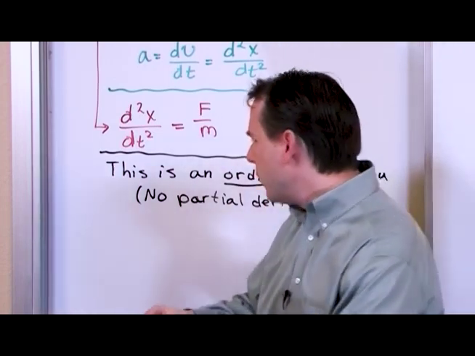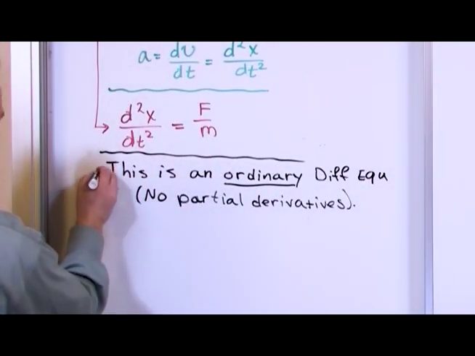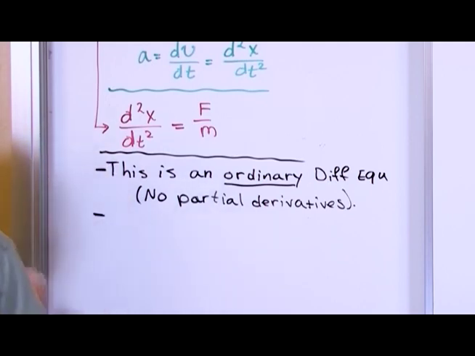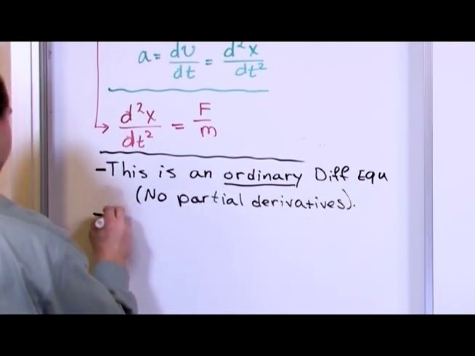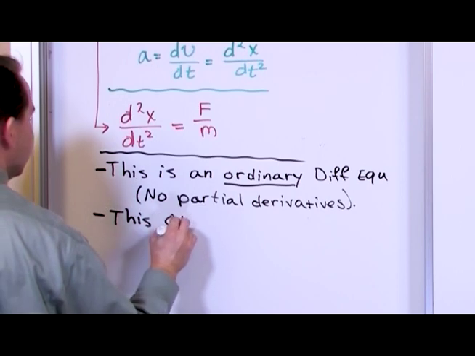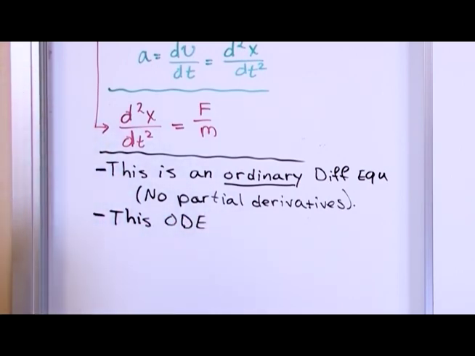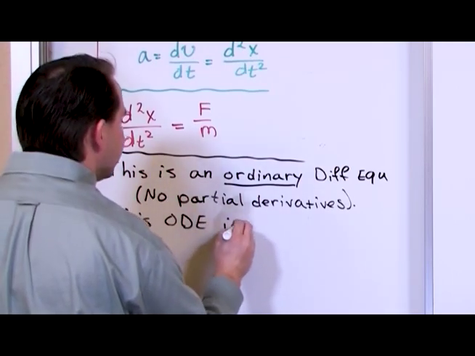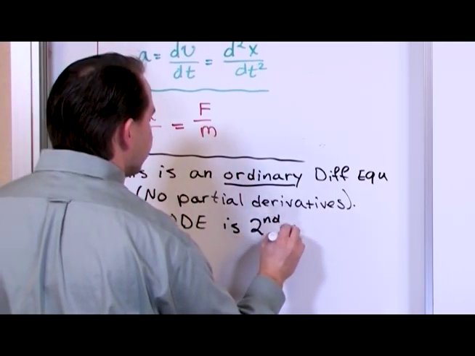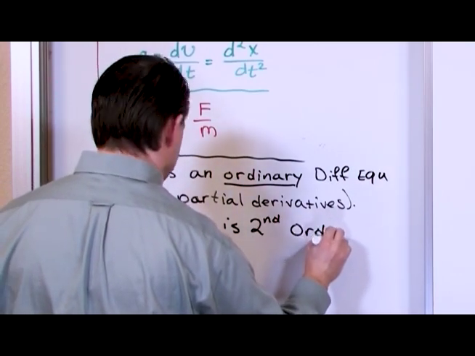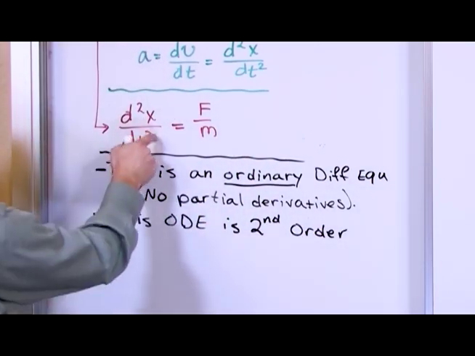All right, the second thing I want to point out to you, so I'll put a little thing here. Second thing I want to point out to you is this ODE, and that's a little abbreviation that you'll see in your book, ordinary differential equation. That's what it means. This ODE is second order. It's of second order. This one here is what I'm talking about.